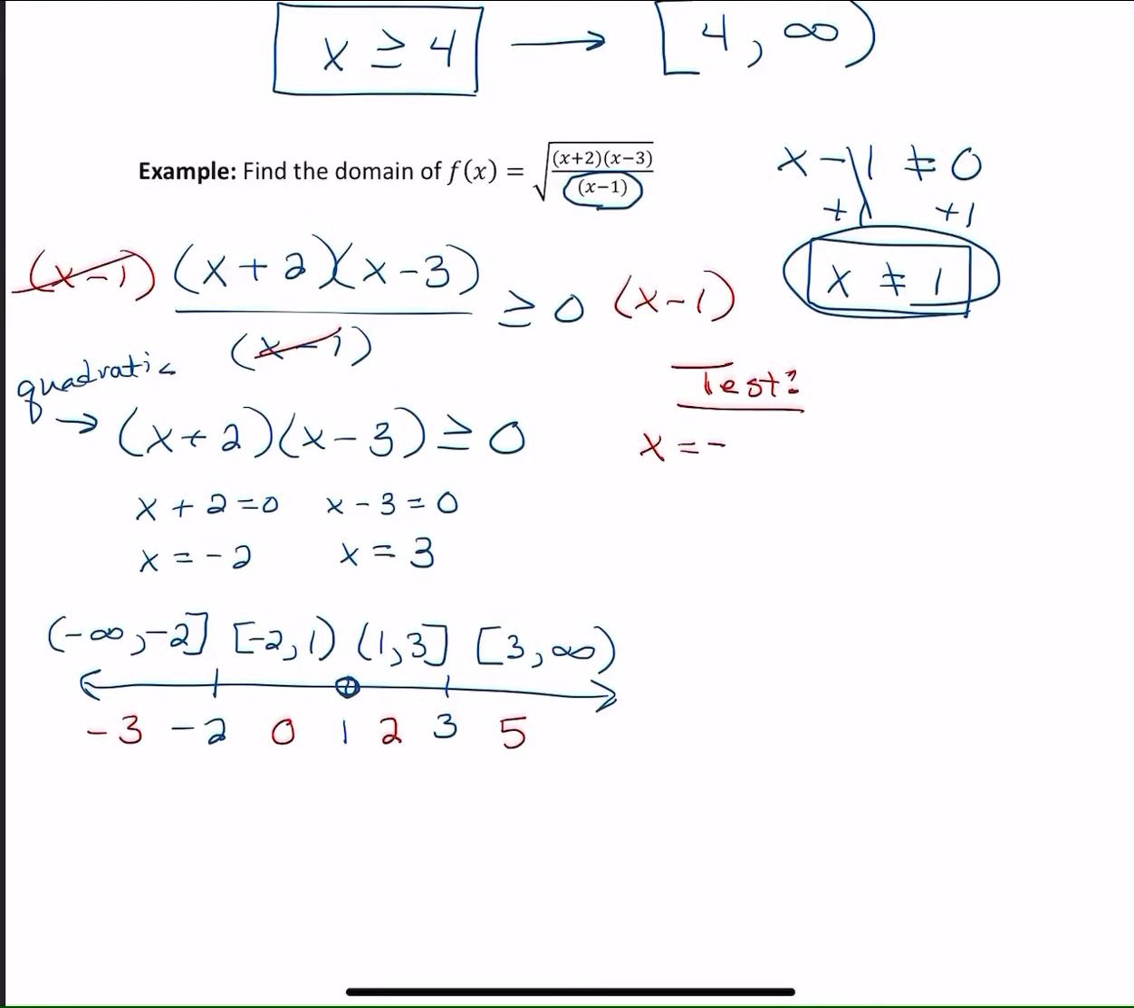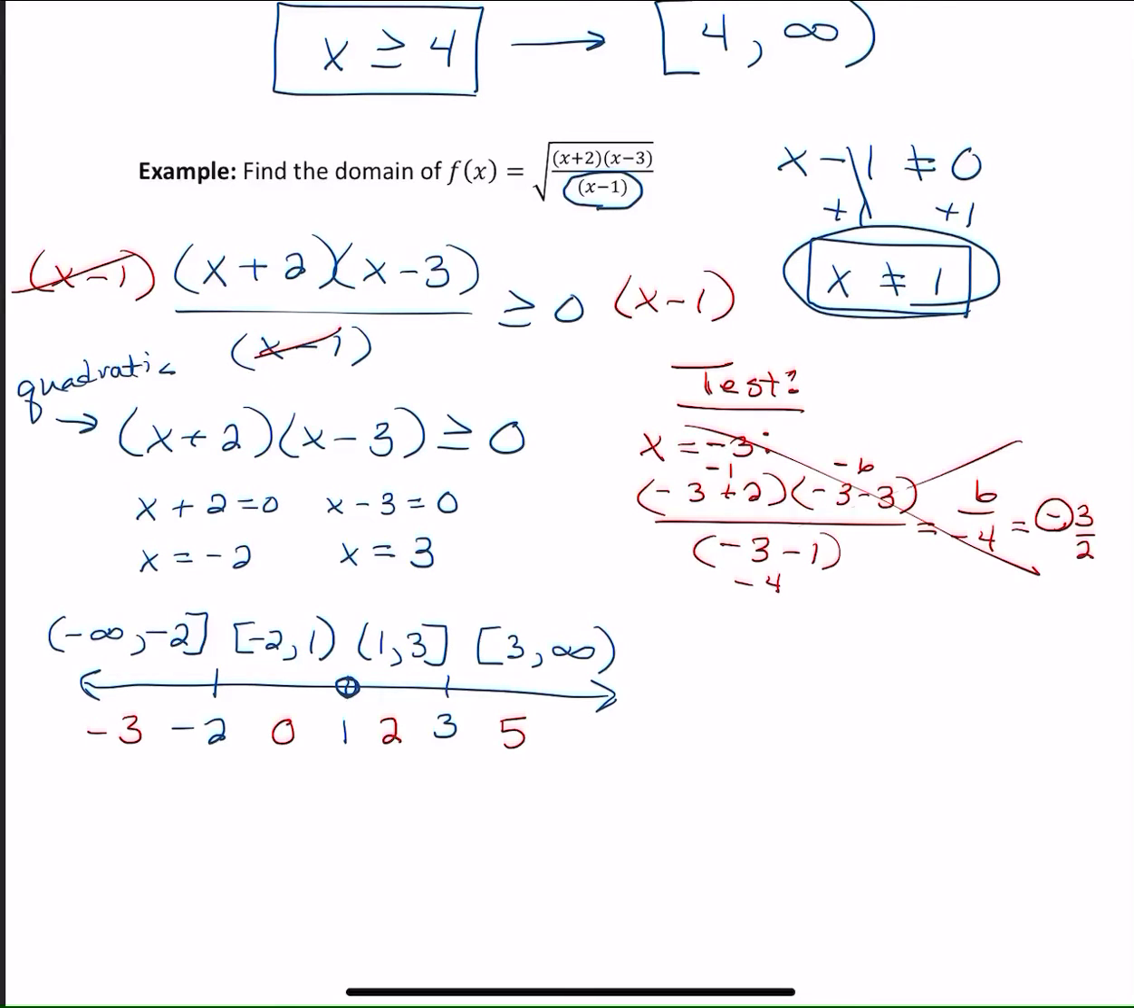x equals -3. If you plug that in there, you're going to have -3 plus 2 times -3 minus 3 over -3 minus 1. And that's going to give me a -1 times a -6 over -4. So I'd have a +6 over -4, which reduces to -3 over 2. What I'm concerned about is the sign of this number. It needs to be greater than or equal to 0, and this one isn't. So that interval will not work in my domain.